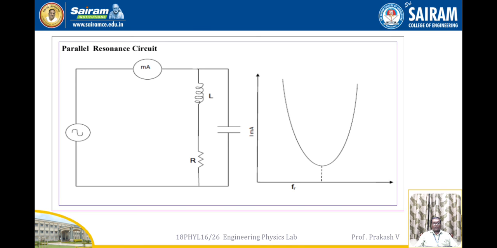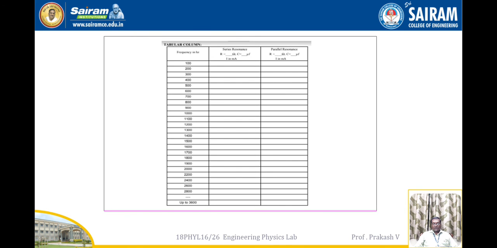Next, we can look at the tabular column designed for recording both series and parallel readings. Here the frequency is started from 100 Hz and extended up to 2800 Hz, and the corresponding value of current in the circuit is recorded for both series and parallel circuits.